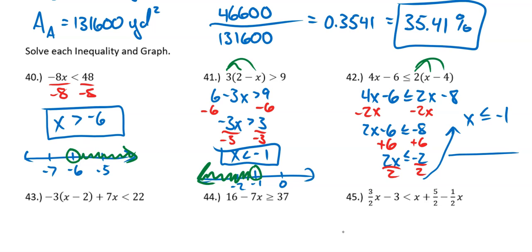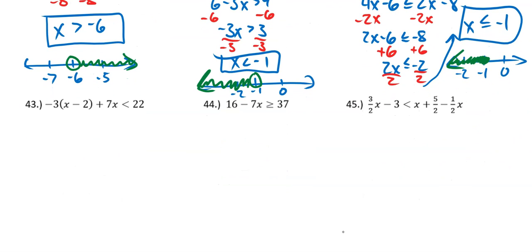And once again, if I were to look at the graph of this thing, it's a closed dot this time because of the equal to condition, and then I shade everything that's less than that value. Okay?